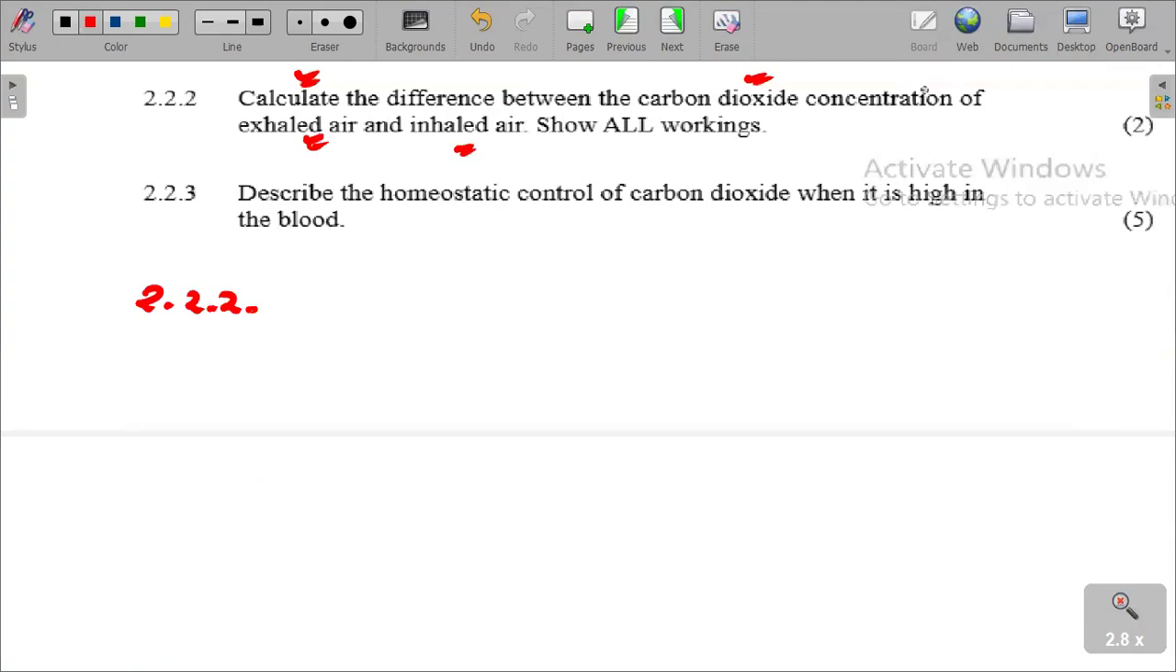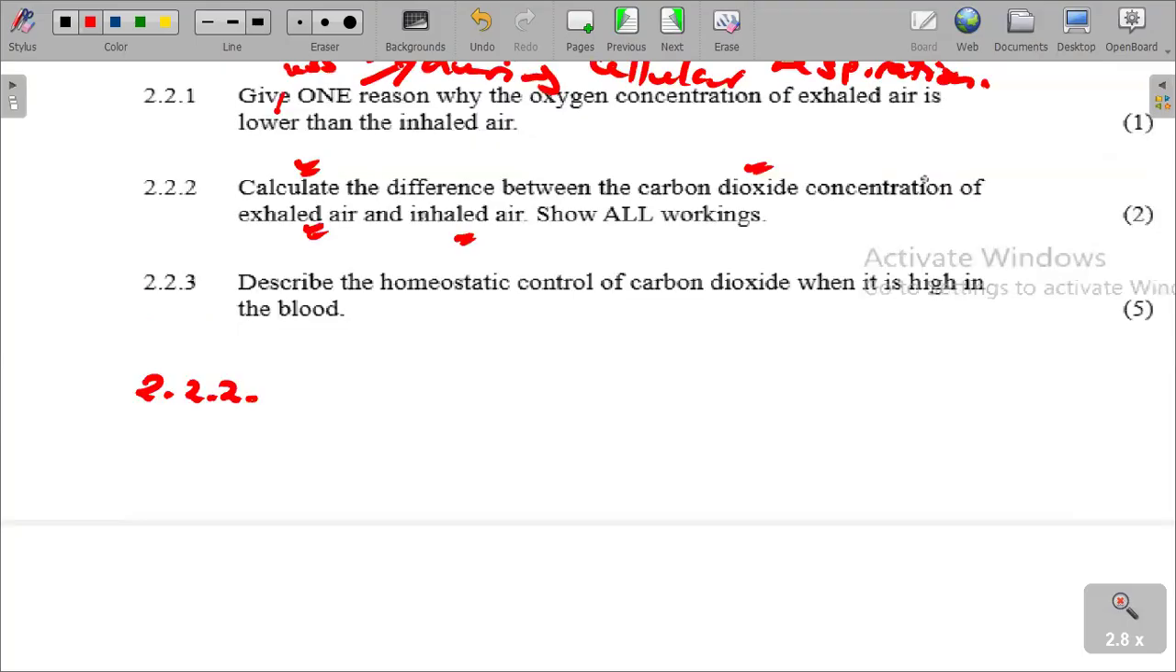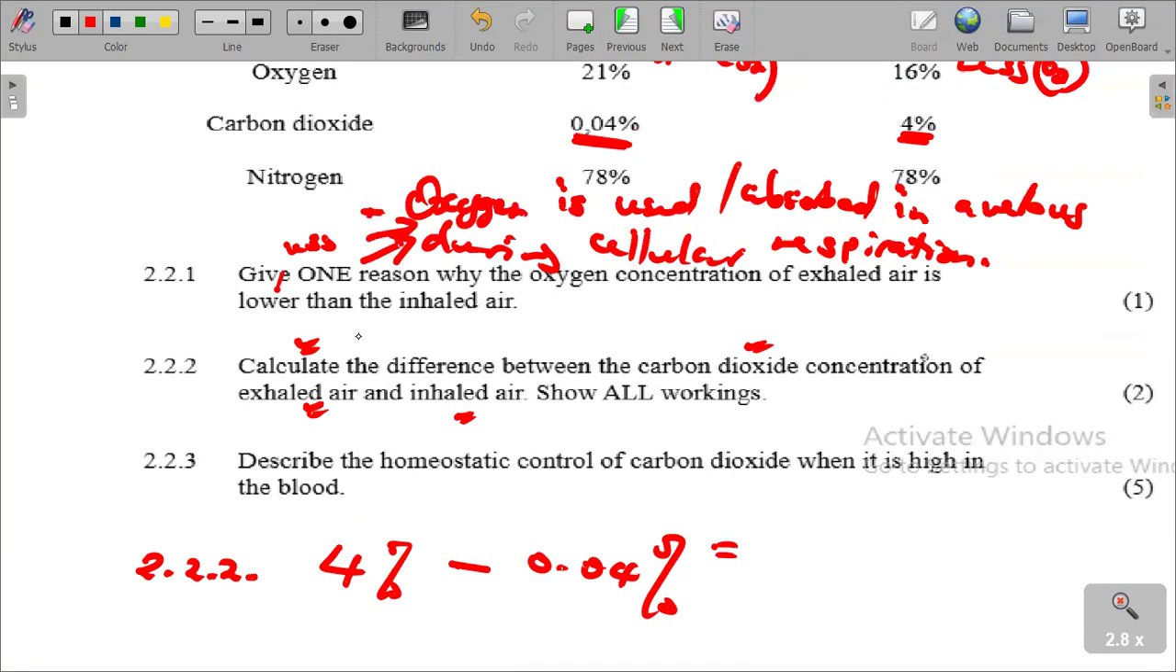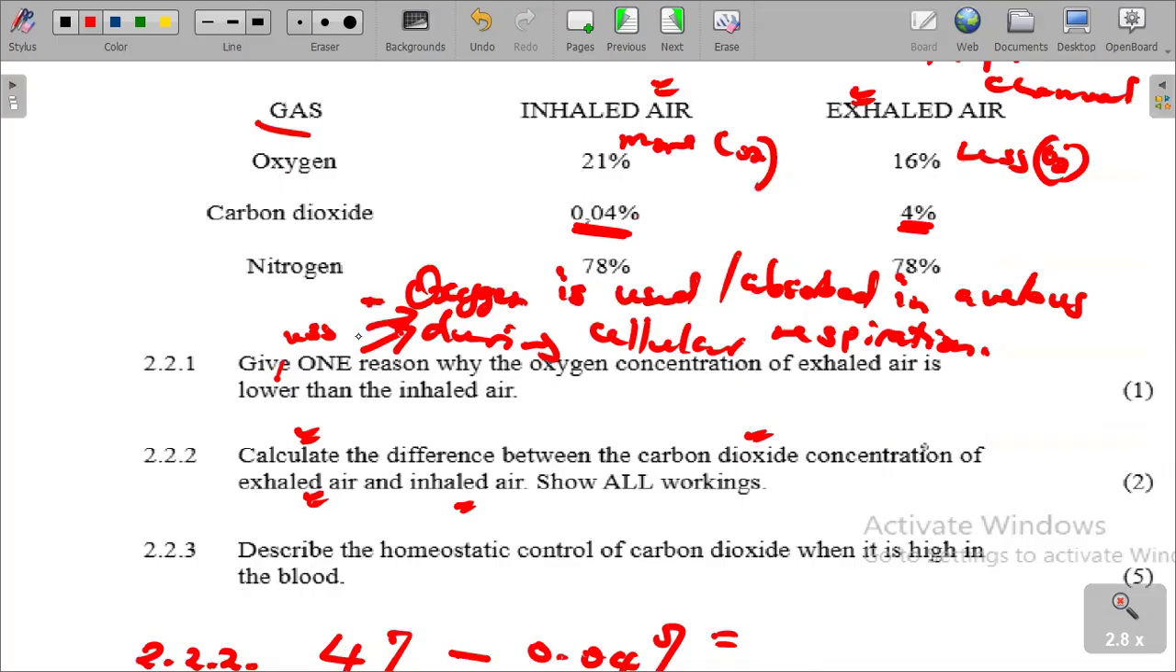So calculate the difference. When we calculate the difference, we are just saying 4% subtract 0.04%. That is what you are calculating, and then you can check it on the calculator to show that this is the difference. As you can see, the inhaled air has 0.04% of carbon dioxide, and when it is exhaled, it is 4%.